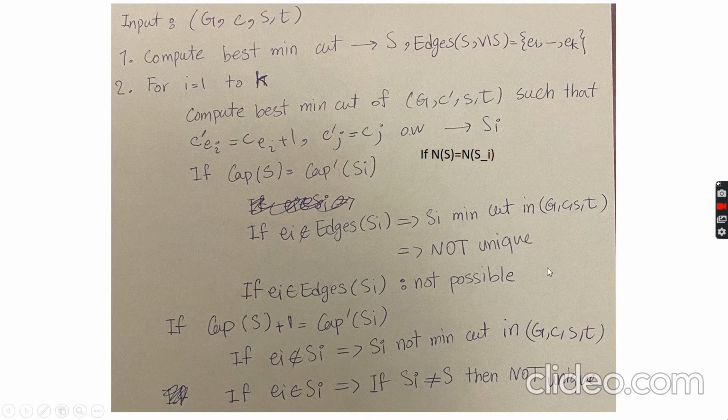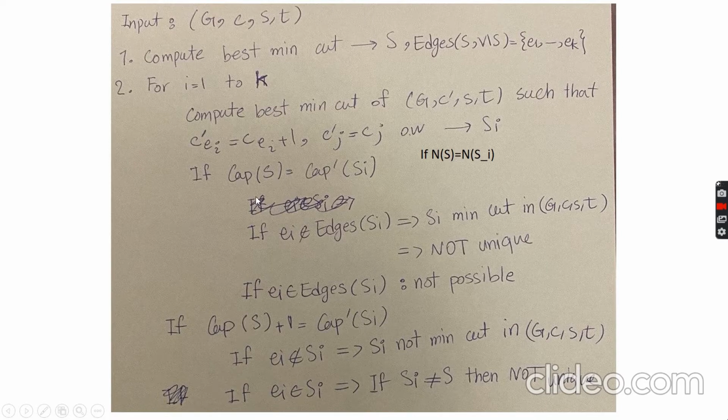Okay. Now the other case that might occur is that Ei is part of the edges of this Si, but we claim that this is not really possible, and here's why. So assume that it is part of the edges of Si. Now the thing is, if you consider Si in the original graph, its capacity would decrease by exactly 1, because we increased the capacity of Ei in the new graph. So then what will happen? That would mean that Si is a min cut in the original graph with capacity 1 less than the capacity of S.